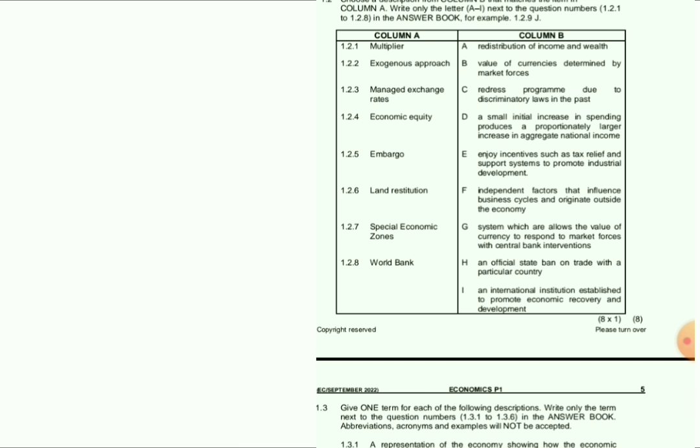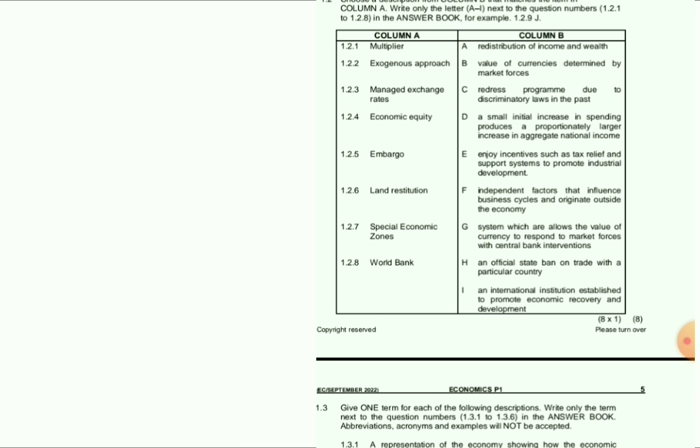It is a small initial increase in spending that produces a proportionately larger increase in aggregate national income. And I think when you see small initial increase, you will actually think about the multipliers. So 1.2.1 is actually D.